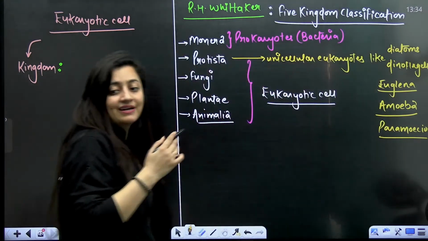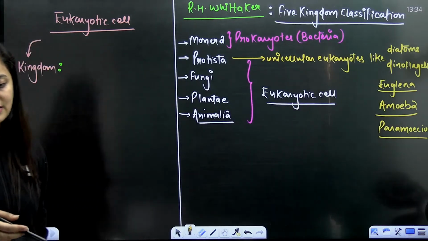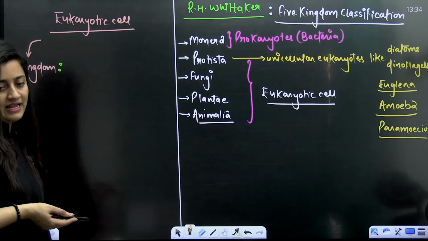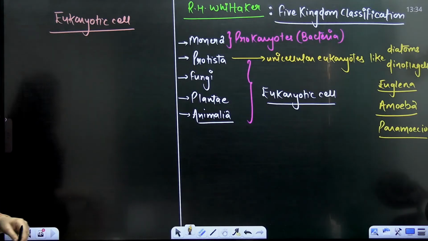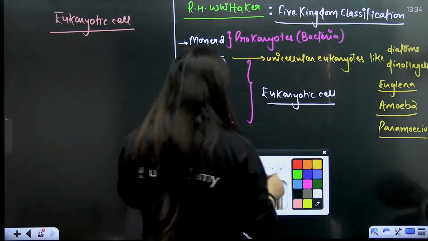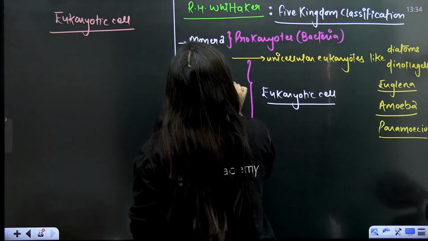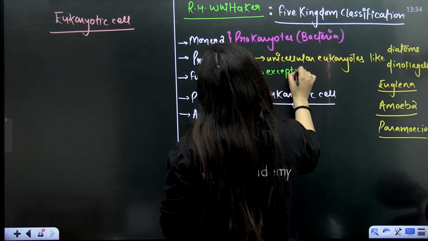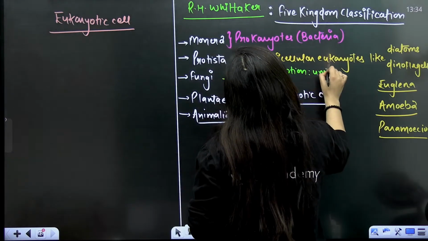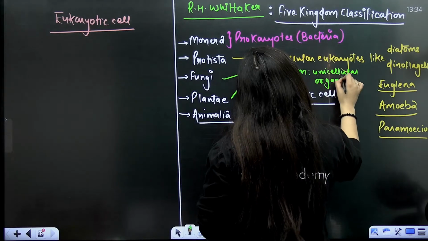You have read these types of words in class 9th, right? We have studied that in class 9th. That is why I'm teaching you this part here, that this is something you need to know before starting your class 11 syllabus. Okay, so in Fungi and Plantae also, some exceptions are there where you will see unicellular organisms.